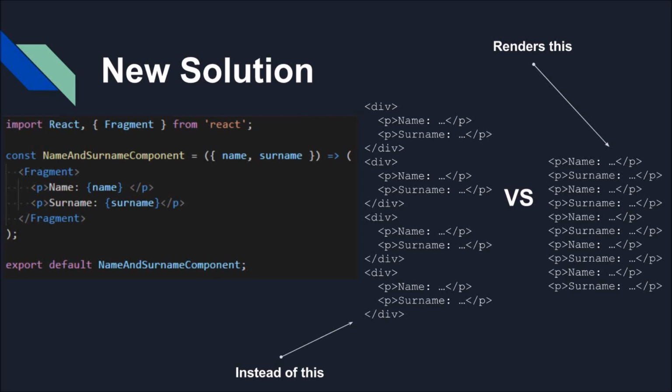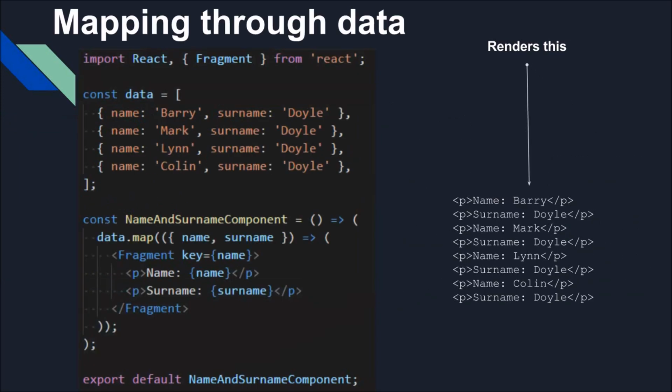So fragments are really a massive lifesaver. You can also map through the data. Here I've made a little data structure that's just an array of objects using the names of my family members, mainly because I was too lazy to think of other people's surnames, so I just copy pasted the surname in there. But yeah, those are the names of my family members if you feel like stalking me.